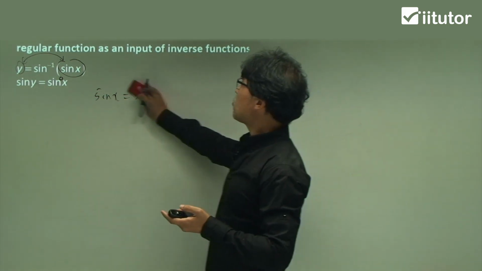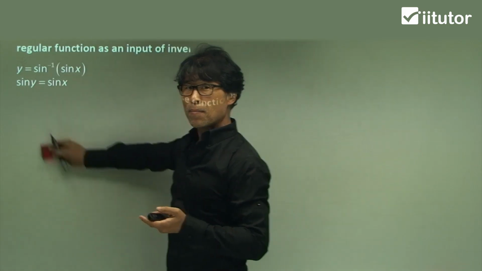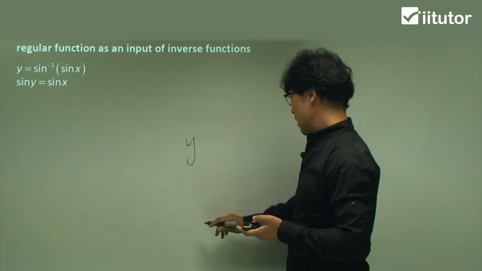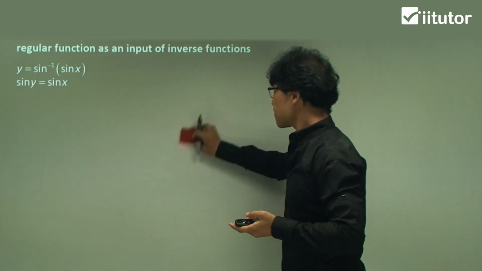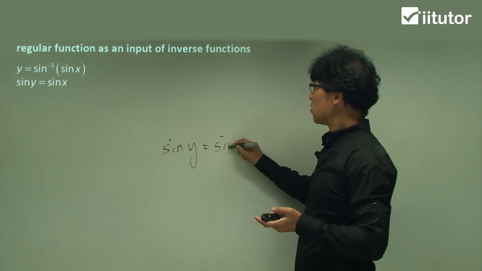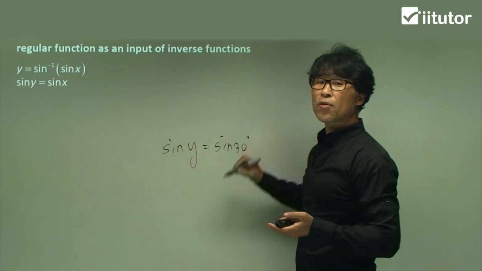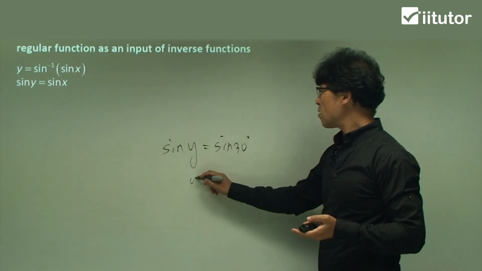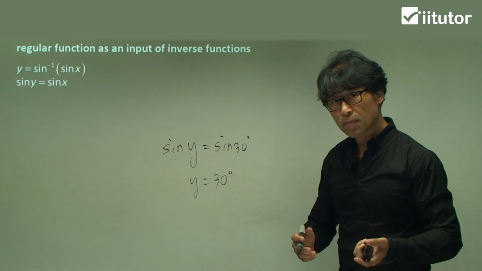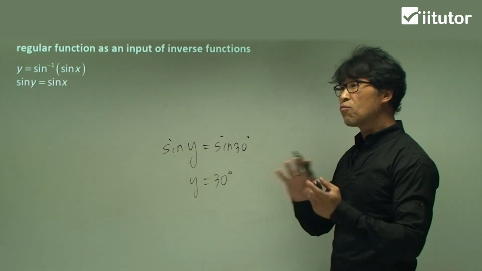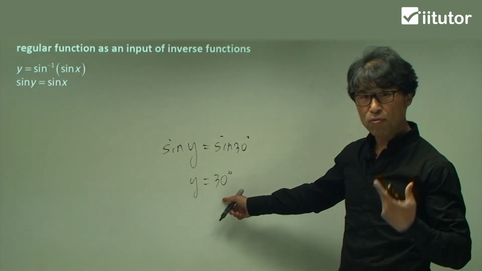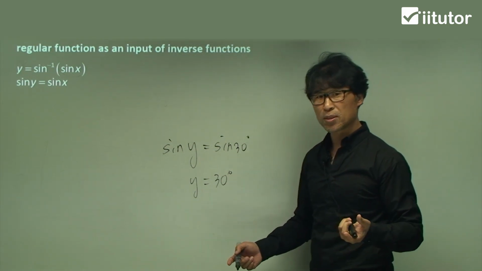Now, what do you want to do next? The next step may be a bit dangerous for you. For example, if you say y equals sine 30, for instance, you may want to say y equals 30 degrees. Well, that may be correct, but it does not cover the full answer. Technically, you may not get full marks, so you may lose a mark in your exam questions.